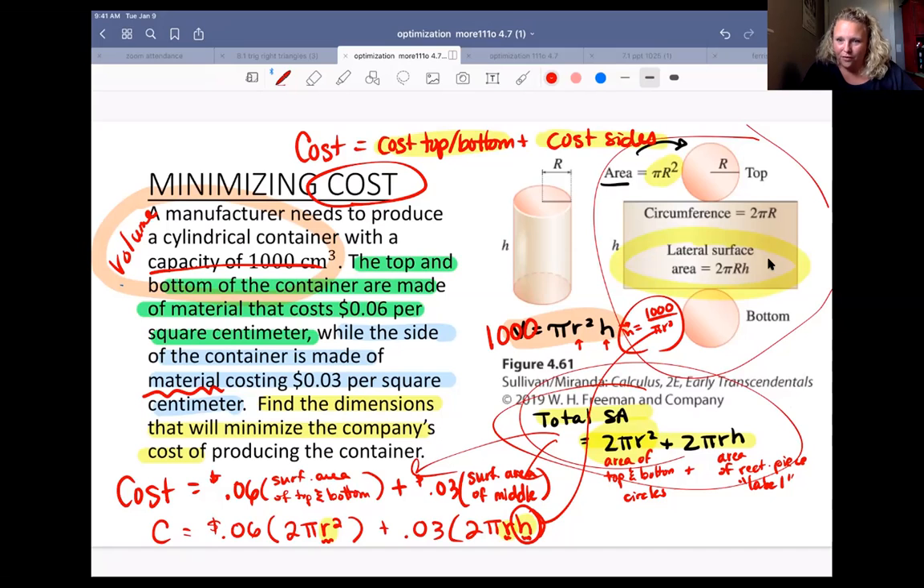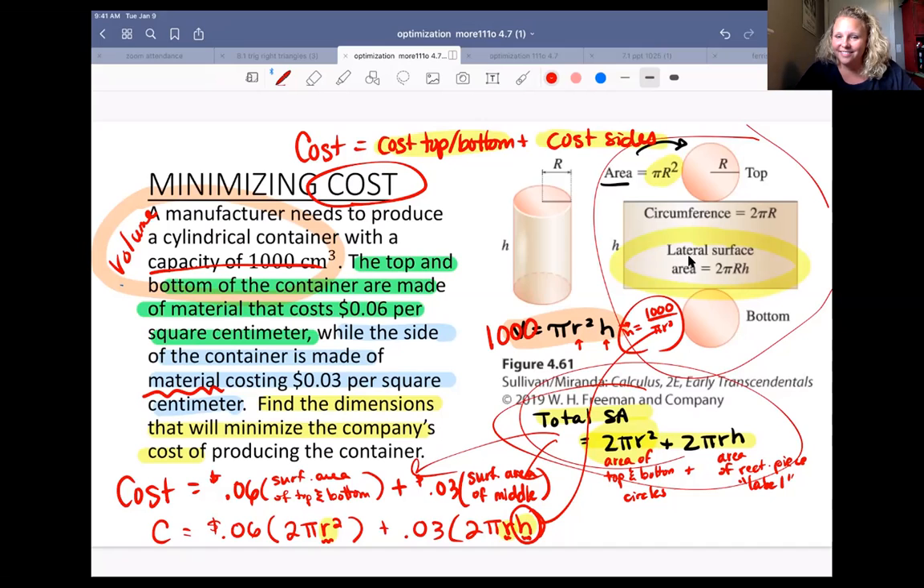So like the 6 cents times the 2 pi r squared, is that the cost for one circle or both of them? No, the 2 pi r squared is the top and the bottom. You're right. That's why it's already doubled. You wouldn't double it again. Oh, okay. Yeah. Cool. Thank you. You're welcome.